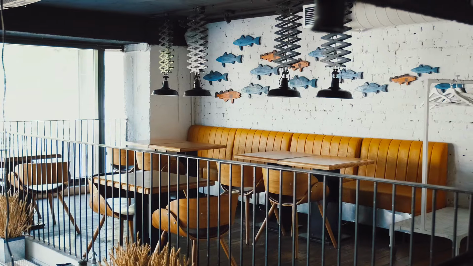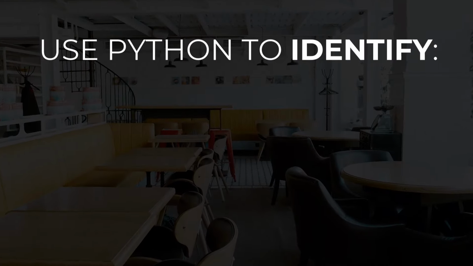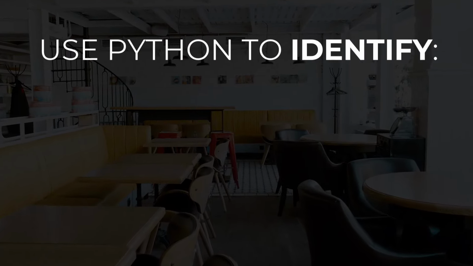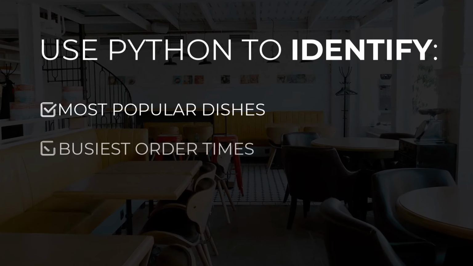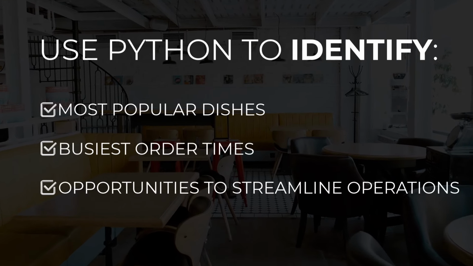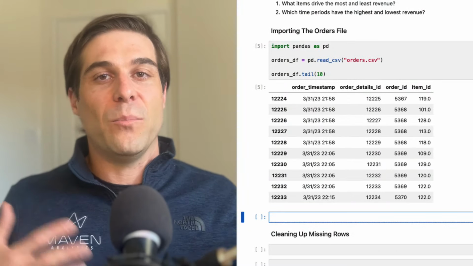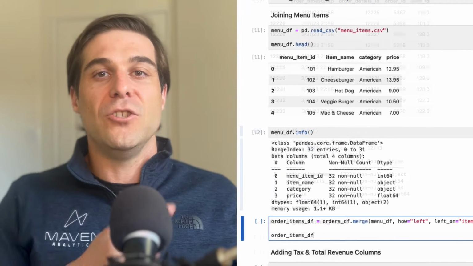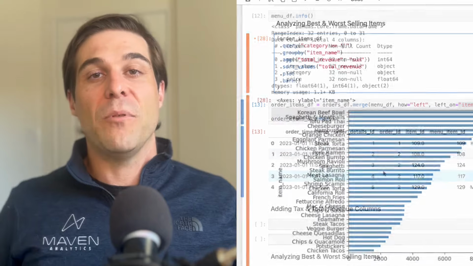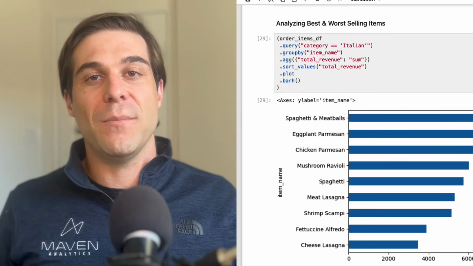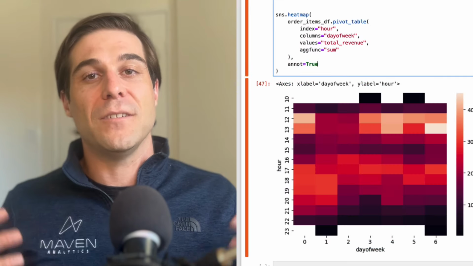Now imagine that you've just been hired as an analytics consultant for a local restaurant. The owners are concerned about rising costs and need your help. Your task is to explore customer order records and use Python to identify the most popular dishes, busiest order times, and identify opportunities to streamline operations. Along the way, you'll learn how to read in and profile data from flat files, join data across tables, apply filtering, sorting, and aggregation methods, and use charts and graphs to visualize your data. Let's go ahead and give it a shot.